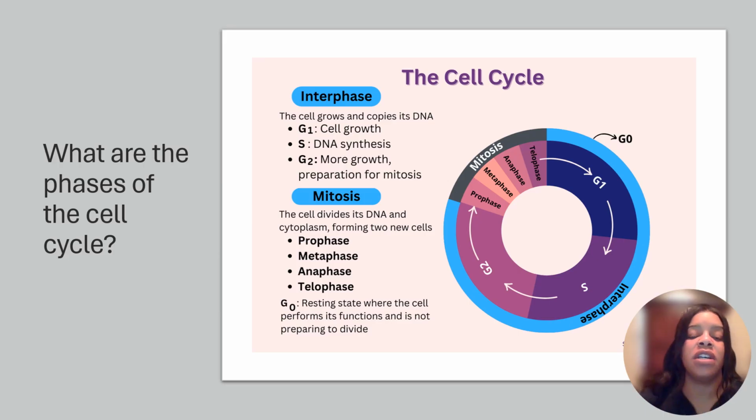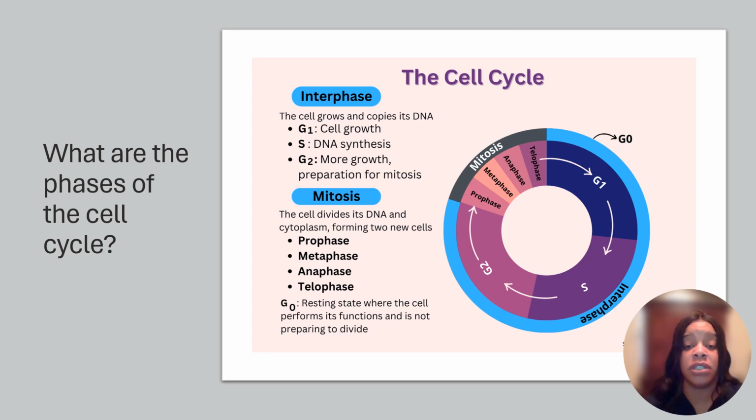What are the phases of the cell cycle? So as you see on the image, you have interphase and mitosis. So in interphase, the cell grows and copies its DNA. You have G1, S, and G2, which is Gap 1, synthesis, and Gap 2. In G1, the cell is growing. S, or synthesis, is DNA synthesis. G2 is more growth and preparation for mitosis.